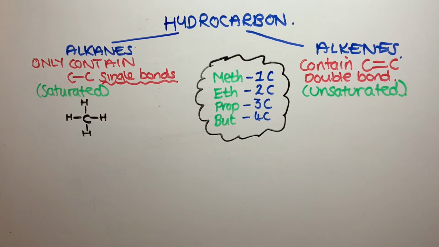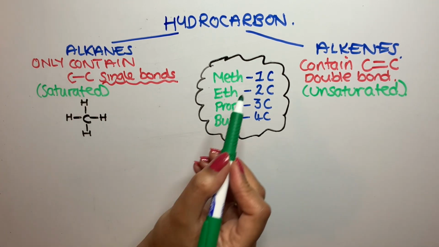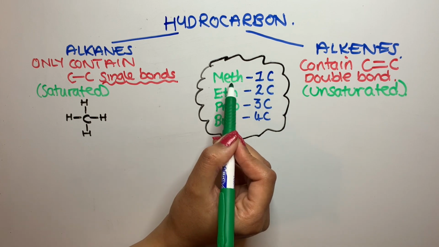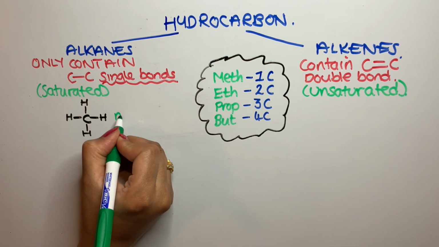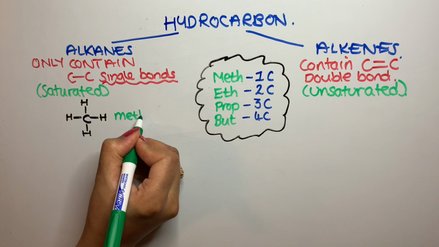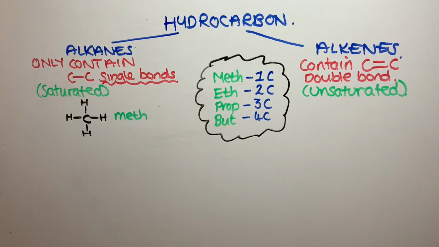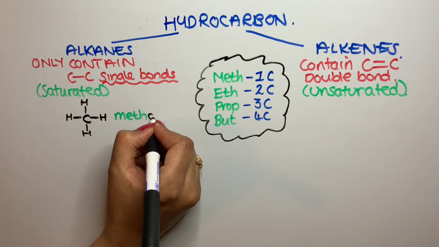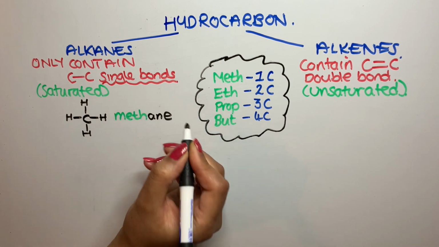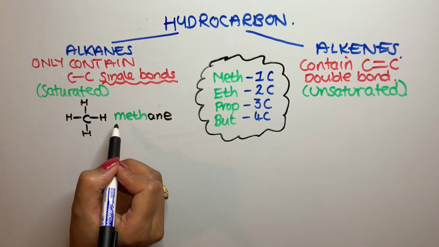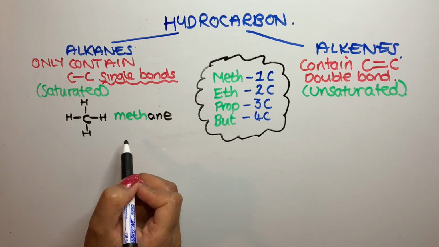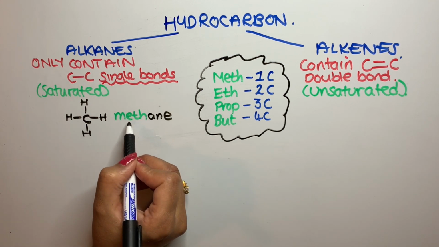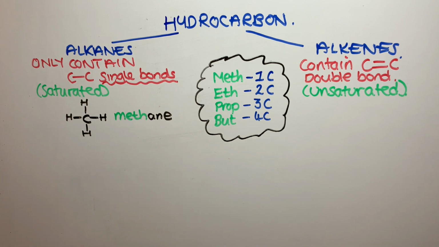Now, because I have 1 carbon atom, the first part of the name of this molecule is going to be meth. And because it's an alkane, the second part of the name is going to be ane. So this molecule will be called methane. So it's an alkane containing 1 carbon atom.